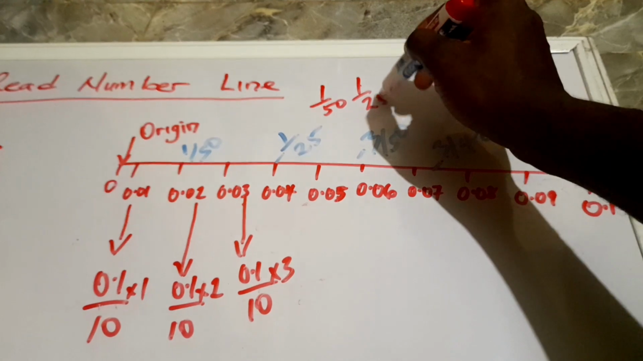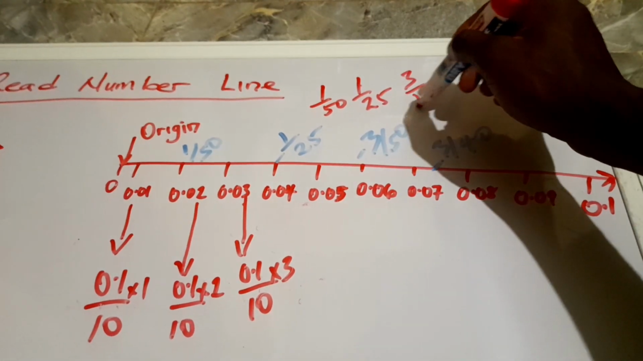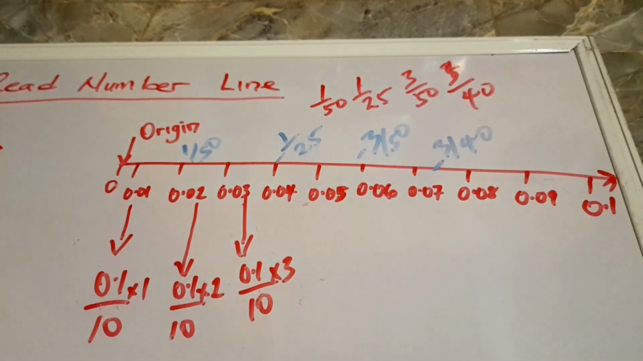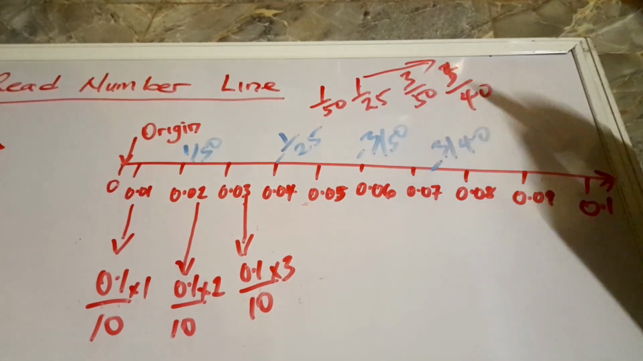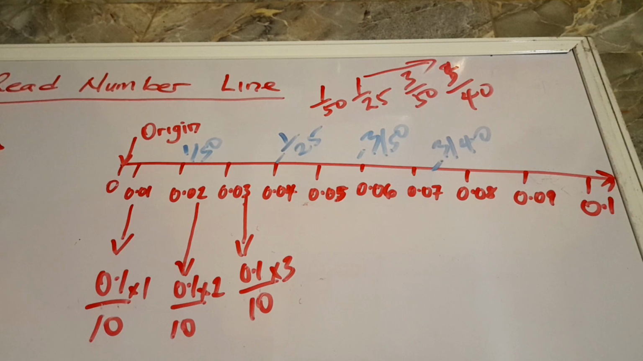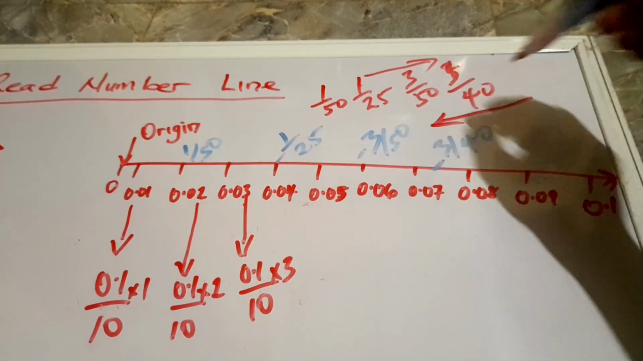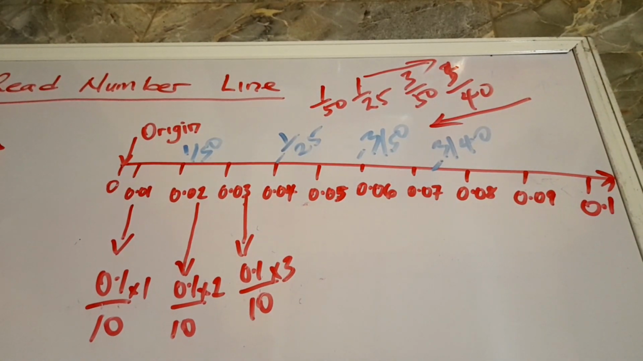So now, if we are to arrange in ascending order, this is going to be 1 over 50, 1 over 25, 3 over 50, and 3 over 40 in ascending order, right? But in descending order, it will just be the reverse, right?